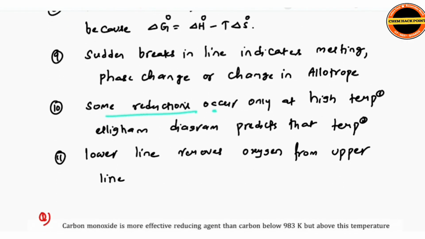Some reductions occur only at high temperature. The Ellingham diagram predicts the temperature. Few reactions occur only at high temperature, and even that particular temperature is predicted by the Ellingham diagram. The lower line removes oxygen from the upper line. This particular line is enough to solve questions.